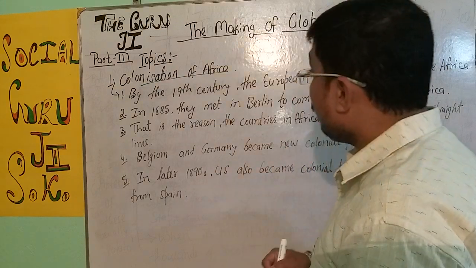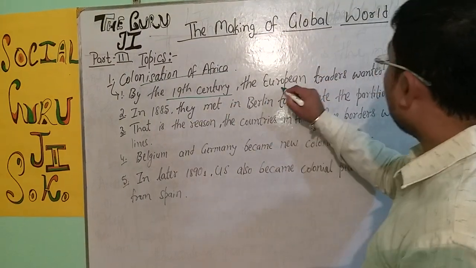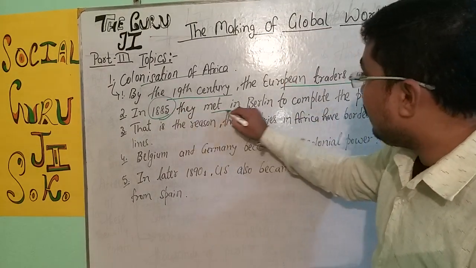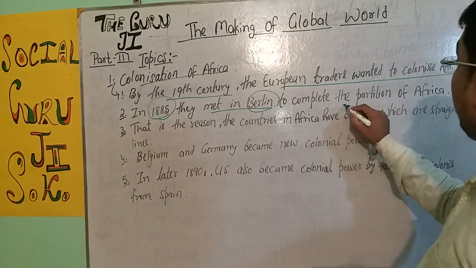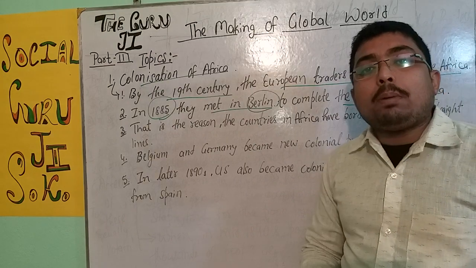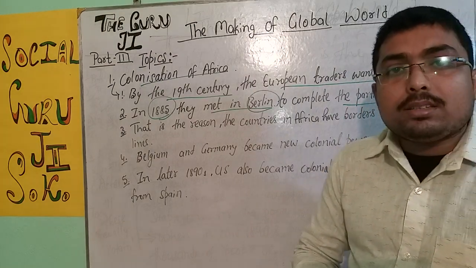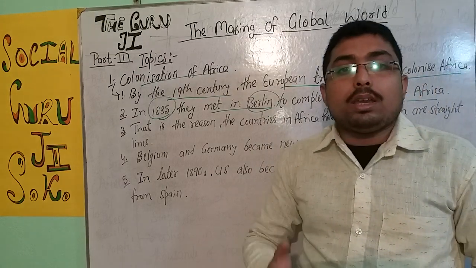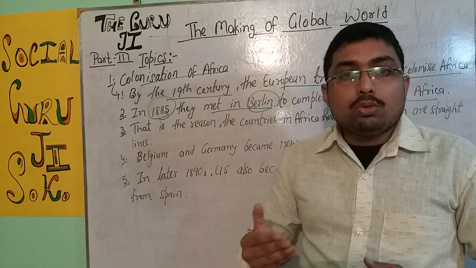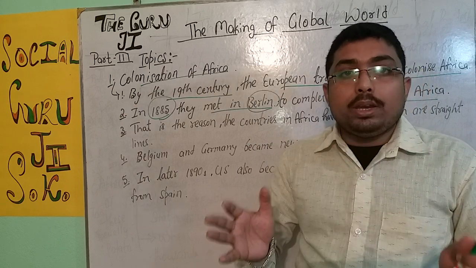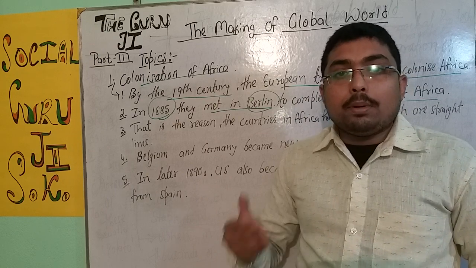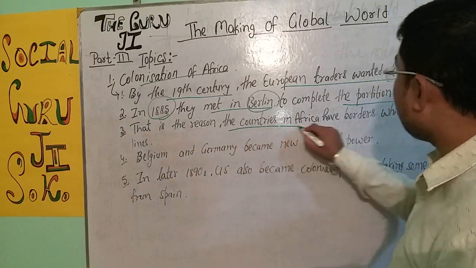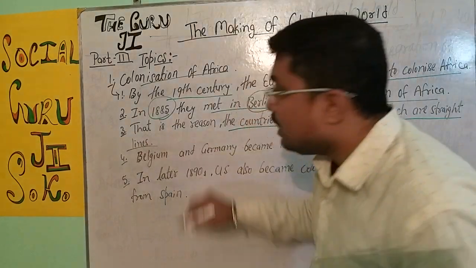So in this view, by the 19th century, the European traders wanted to colonize Africa, and that's why in 1885 they met in Berlin to complete the partition of Africa. These colonial powers planned that fighting among themselves has no benefit, because it normally harms our economy, it will damage our economy. So they peacefully, without any commotion or fight, met in Berlin and did the partition. And that is the reason the countries in Africa have borders which are straight lines.